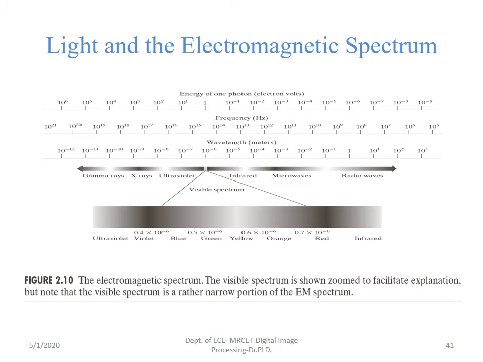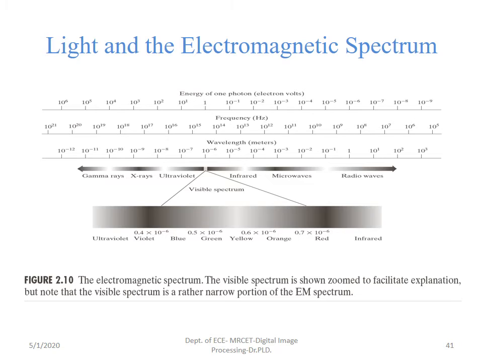For this visible spectrum, the wavelengths are specified as 0.7 into 10 power minus 6 and 0.4 into 10 power minus 6 meters, which varies through the VIBGYOR colors, from violet to red. Red has the maximum wavelength, that is 700 nanometers. This is the visible spectrum.